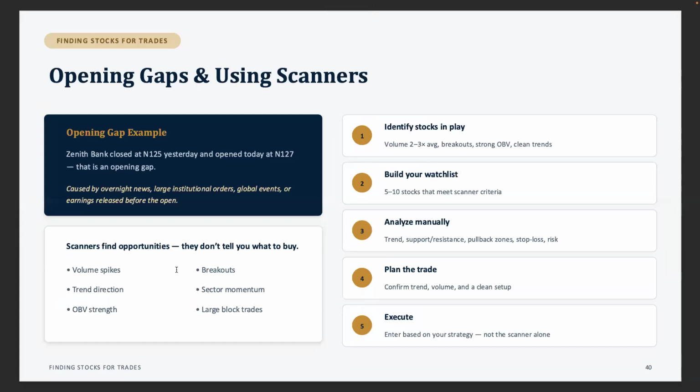Then we do have what we call opening gaps. Sometimes a particular stock closes at a particular value. By the time it opens, it's different. It's opening at a different price. Say, for example, Zenny closing at 125 and opening at 127. Some things happen after the session closes, and they can make adjustment for the price. So you want to watch out for that as well.